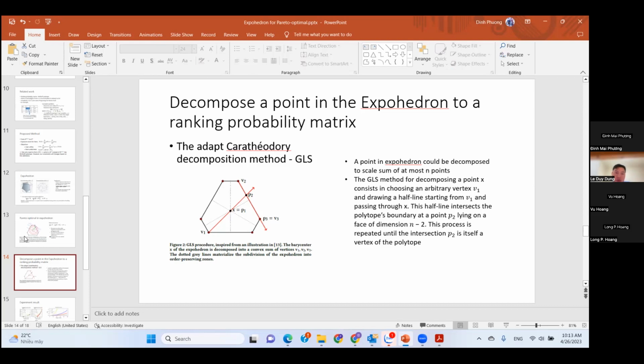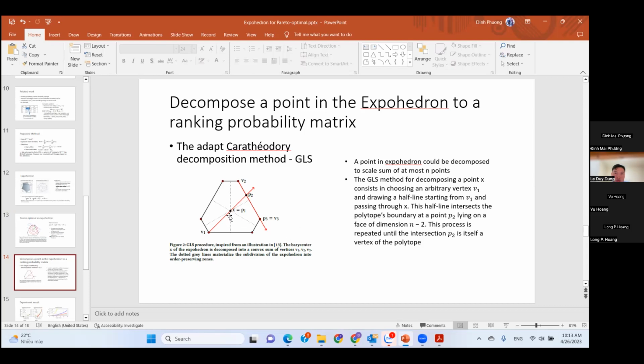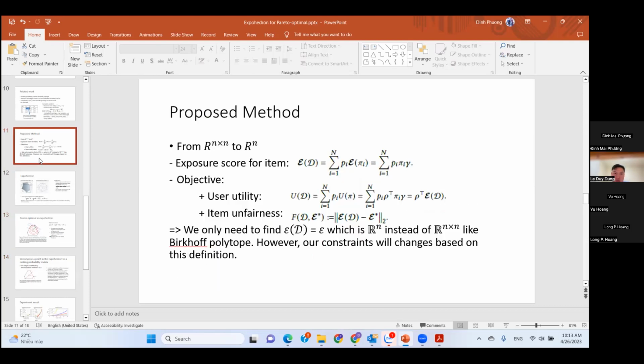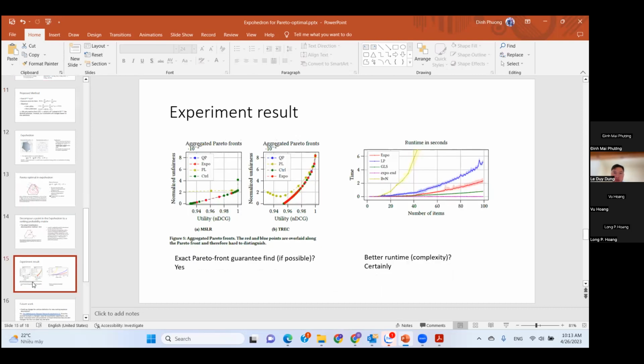Yes, since this has only a complexity of n log n, and this will be n log n too because we have sorting here, the whole complexity of the two steps will be n log n. It's very small compared to the n to the power 5 here, and you will see very impressive results in the experiments.